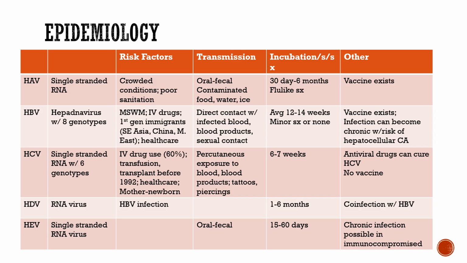Hepatitis C is a single-stranded RNA virus with 6 genotypes and probably 50 subtypes. The risk factors here are IV drug use, about 60%, and transfusion and transplant before 1992, when the blood banks began screening for hepatitis C. Prior to that, it was called non-A, non-B hepatitis. Healthcare workers are also at risk, and there is transmission from mother to newborn.